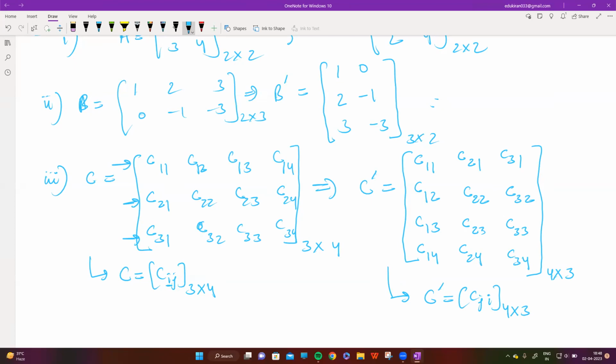So if I put i equals 1, j would be 1, 2, 3, 4. So this would be C11, C12, C13, C14, right? Then again, C21, C22, C23, C24. So the element which belongs to first row and first column would be C11. Then the element which belongs to first row but second column, this would be C21. First row, second column.